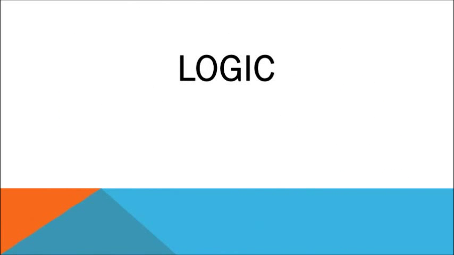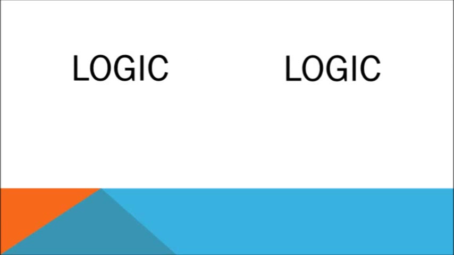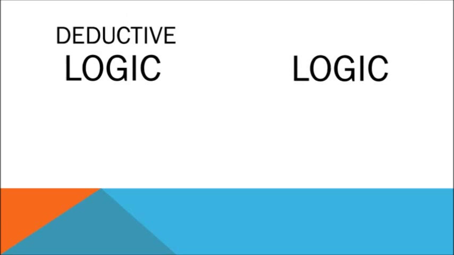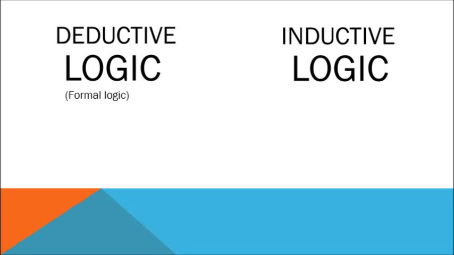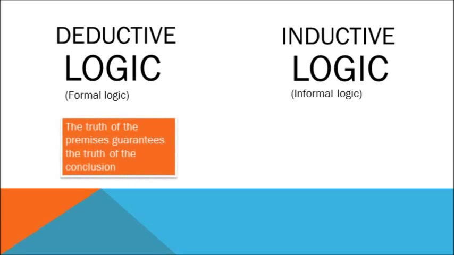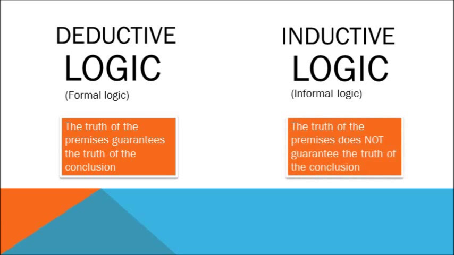In summary then, we can consider logic in two forms: deductive logic and inductive logic, sometimes called formal logic and informal logic. What characterizes deductive logic is that the truth of the premises guarantees the truth of the conclusion, whereas in inductive logic, the truth of the premises does not guarantee the truth of the conclusion.